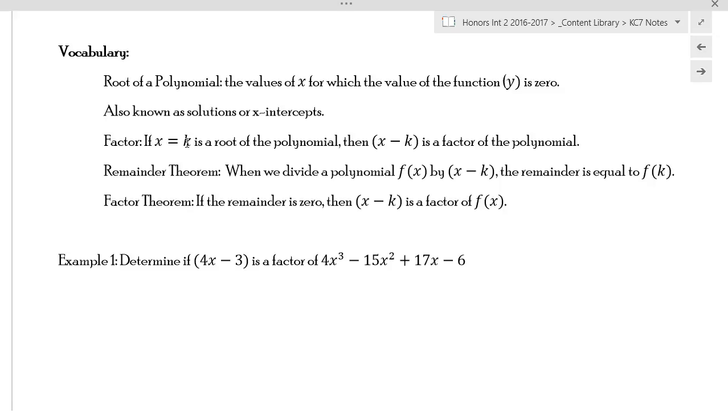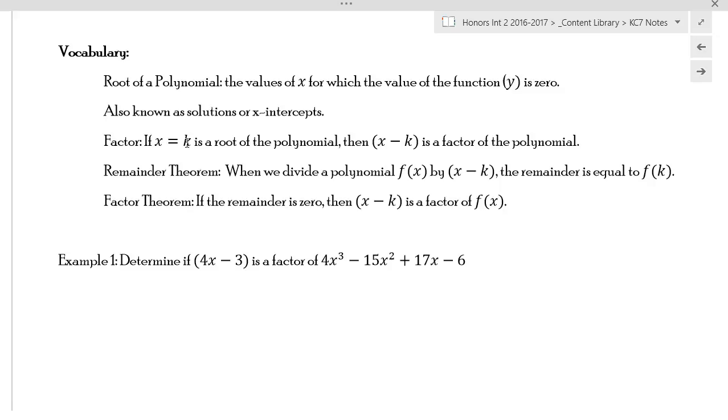The remainder theorem: when you divide a polynomial by x minus k, the remainder is equal to f of k. So if I'm trying to find the value of my function at a certain point, I can use division. And we're going to look at some examples. Our factor theorem: it is a factor if your remainder is 0. So when you divide, you get a remainder of 0, then it is a factor.